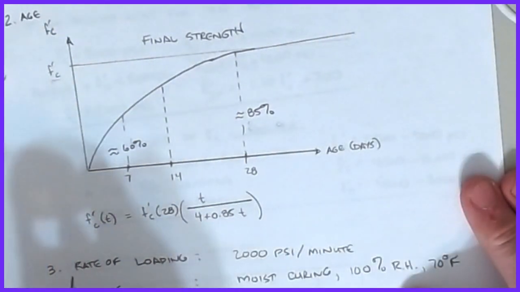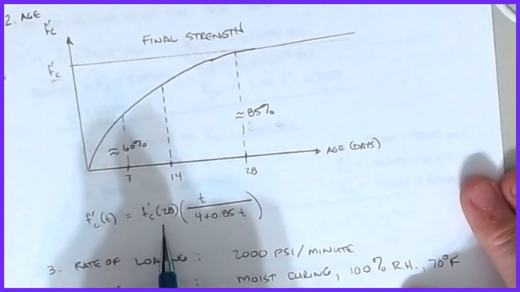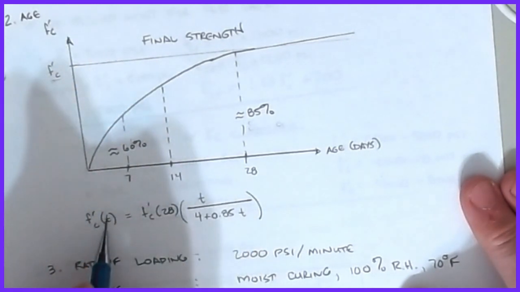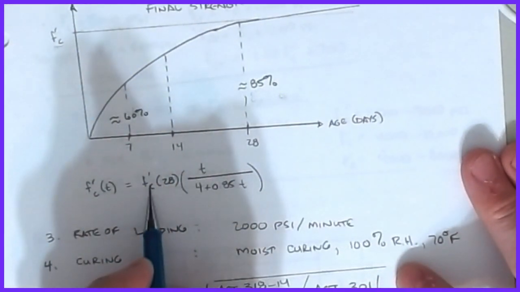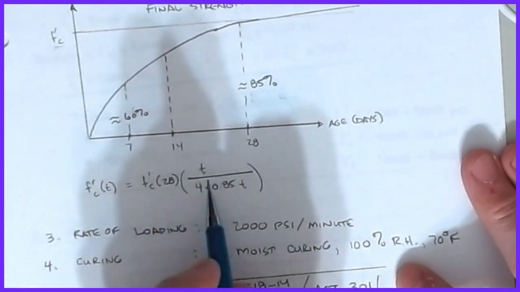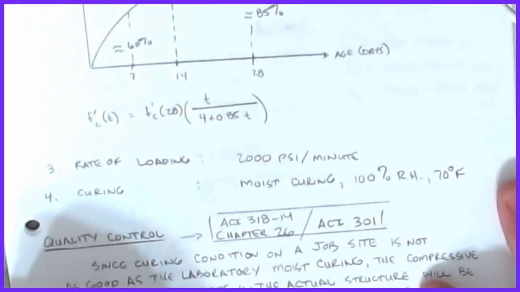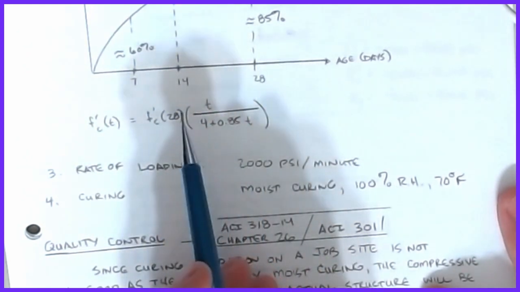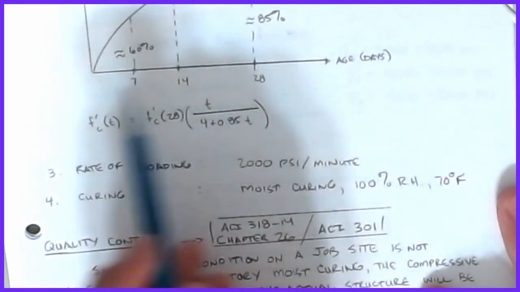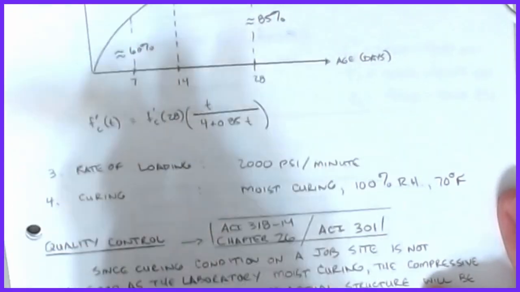Now, there's been research that has shown that the f'c at any given time t, where t is this horizontal axis, can be approximated by the 28-day prediction of f'c, multiplied by t over 4 plus 0.85t. Okay, and so that will be our prediction based on strength. Now, typically what we do is we pour multiple specimens at different times, and we'll do a 7-day test and a 14-day test and a 28-day test, and I'll manually plot this and know what my strength is.